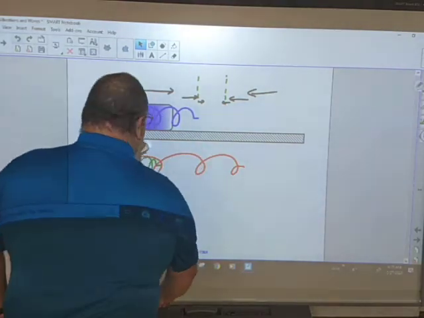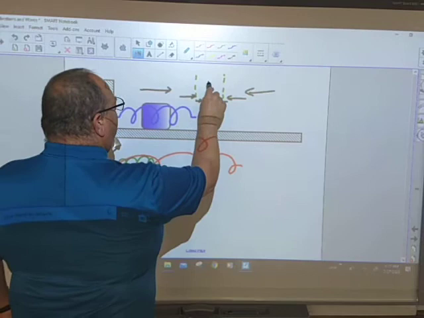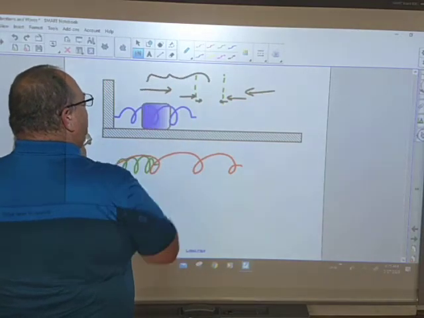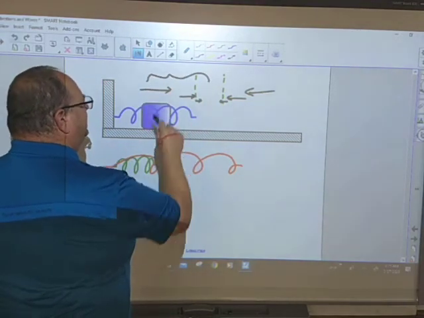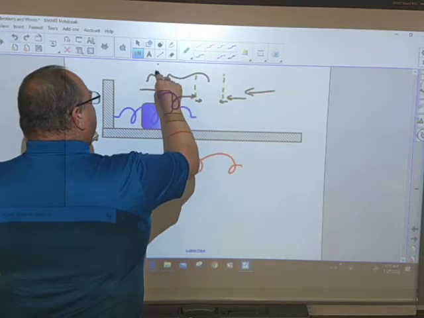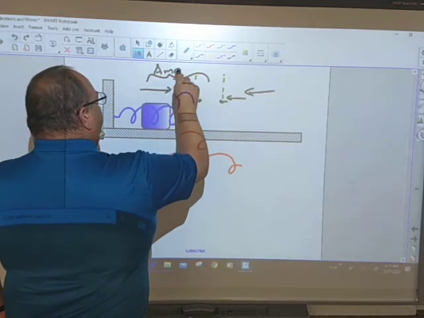So this right here, the maximum displacement is called the amplitude.